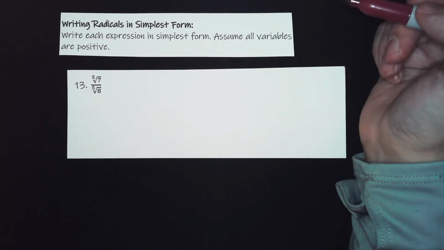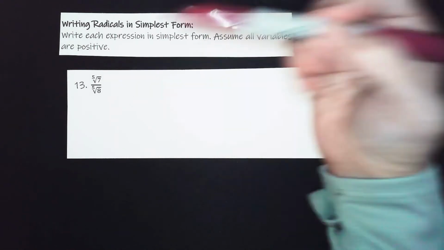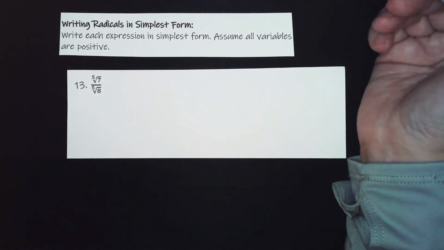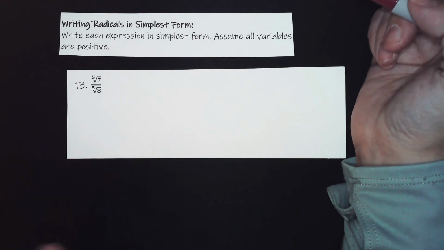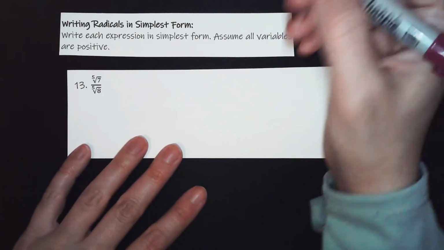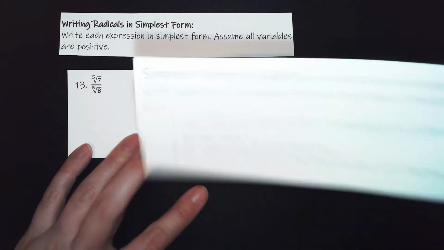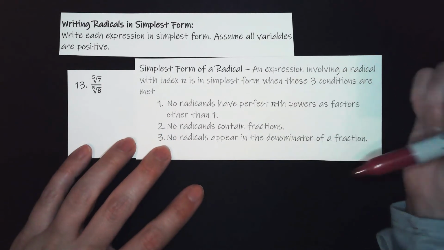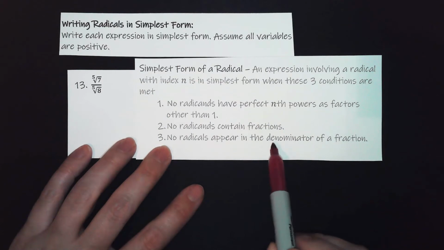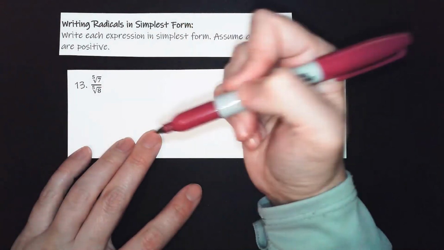So number 13. Okay, these are both fifth roots. But even if I combined them, I can't take 7 divided by 8 and get a nice pretty number. So what we need to do here is make it part of our rules for simplifying. When we had things in simplest form here, we talked about this. Okay, we cannot have a radical in the denominator. So this fifth root of 8 has to go away.